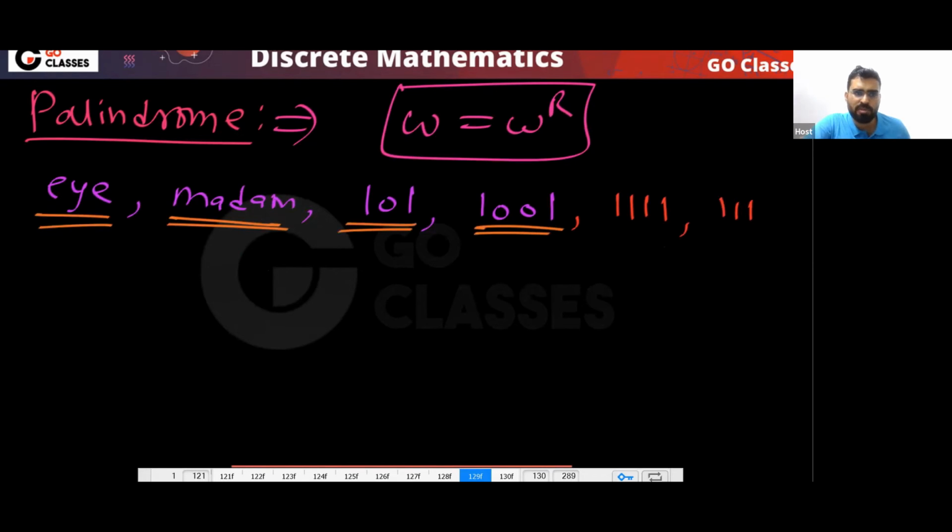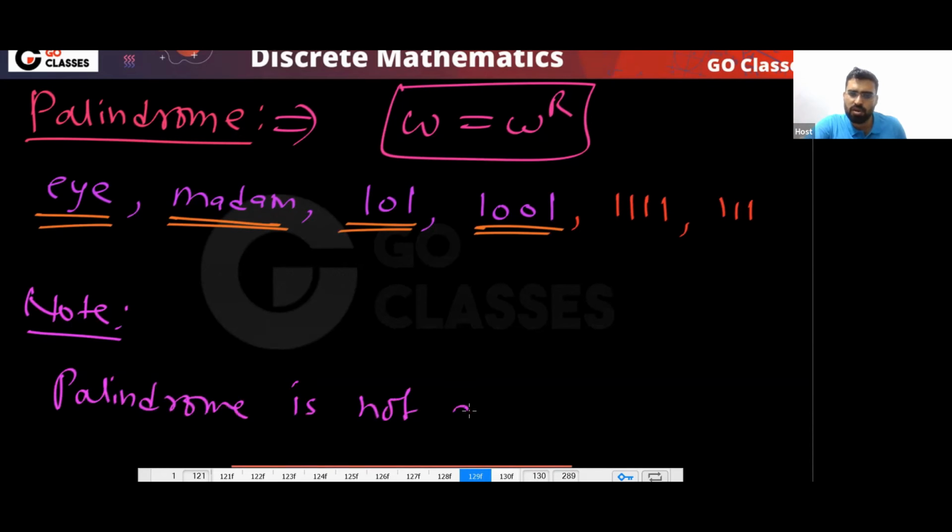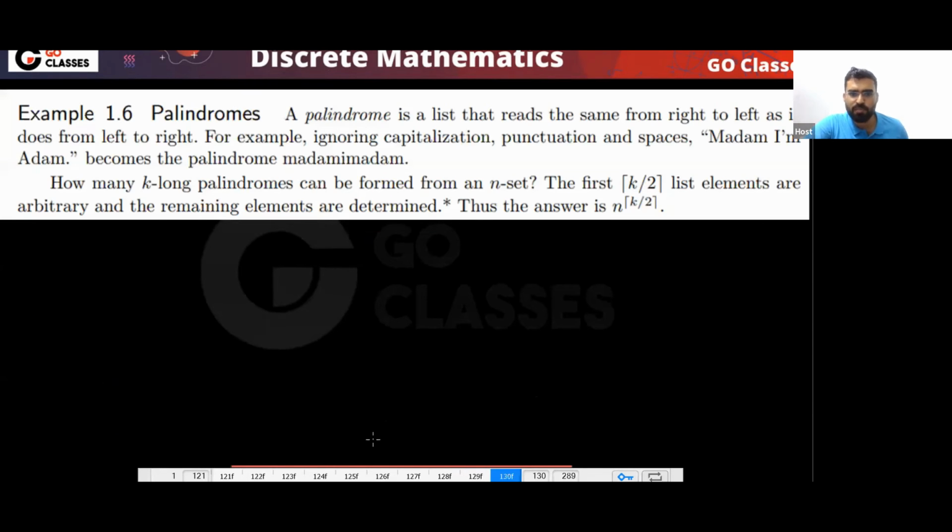And you can notice the word "palindrome" is not a palindrome, right? Yes or no? Palindrome is not a palindrome, correct? So you can notice this "palindrome" is actually not a palindrome. Anyway, I don't know why they call it palindrome, because it is not one. Anyway, so let's see.